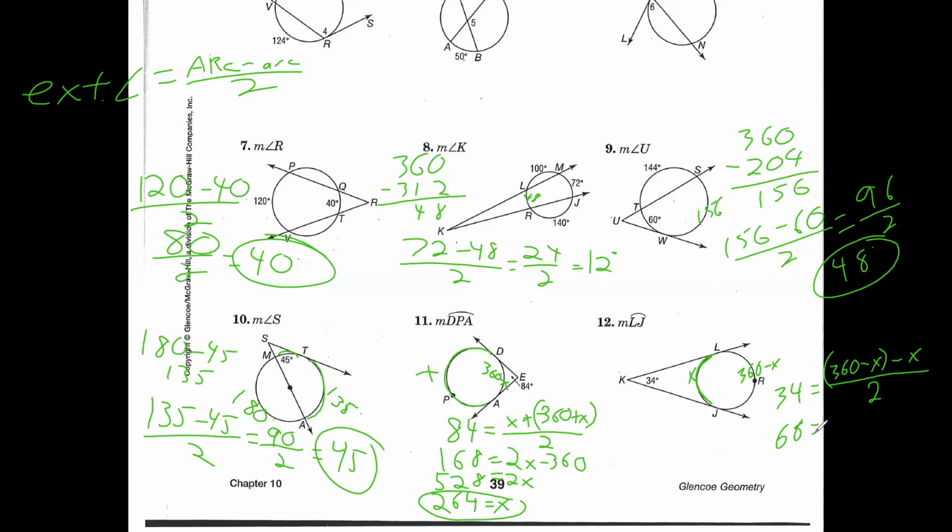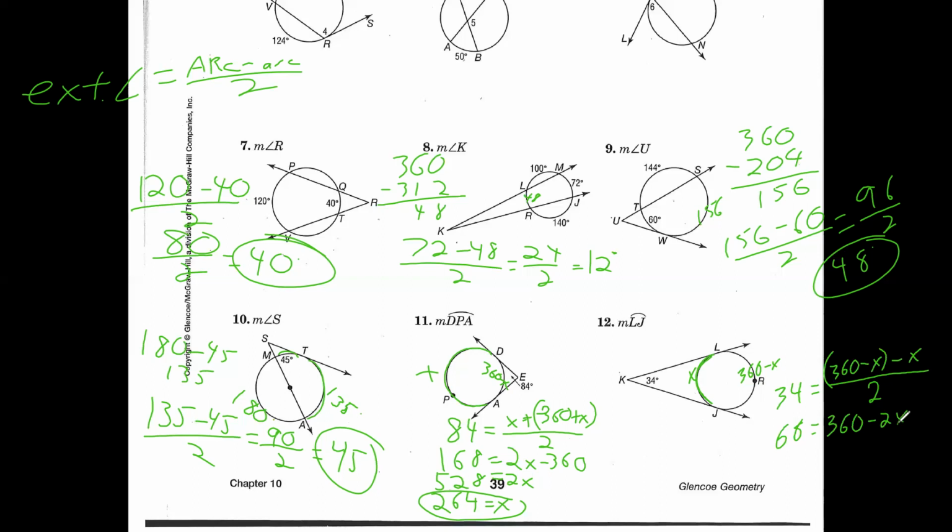Here, I don't have to distribute anything this time. I don't have a negative for the parentheses. In fact, the way this is written, do I need parentheses? No. So I can go ahead and just combine my like term. I have negative x and negative x. So I have 360 minus 2x.